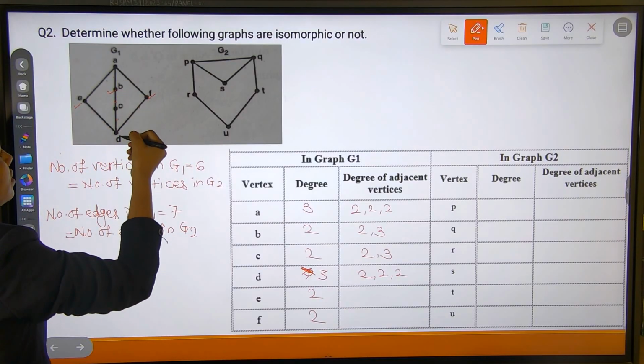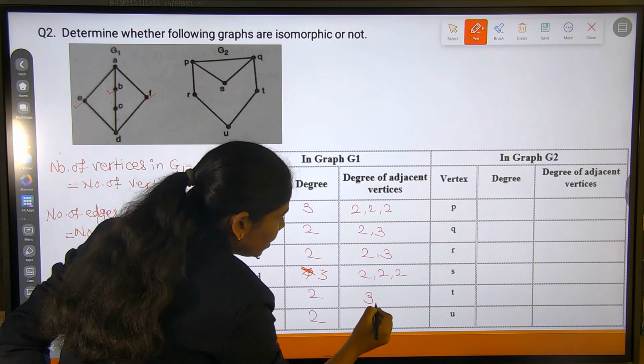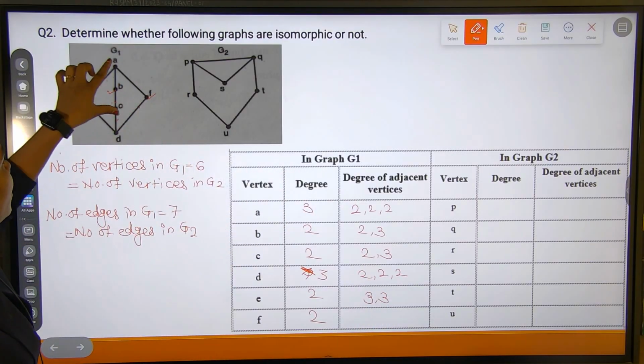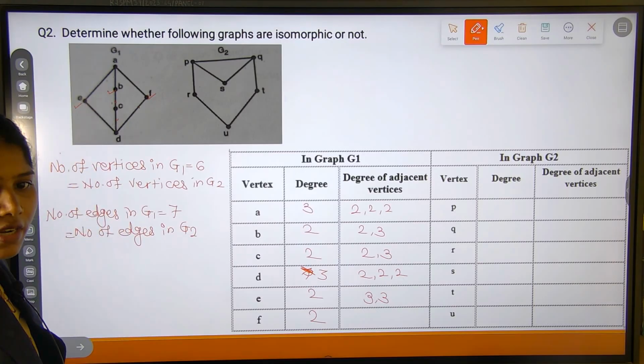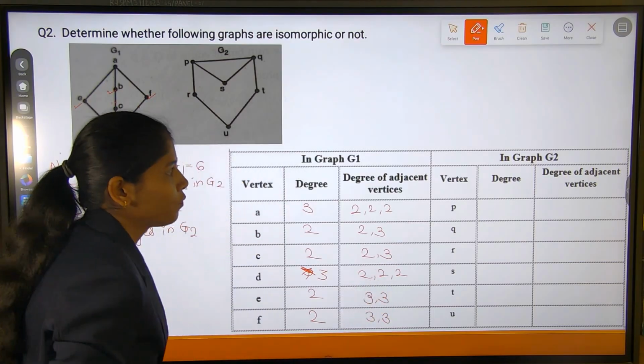Next, check for E. E having 2 adjacent vertex and both having degree 3. So, write down here 3 comma 3. Next for F, again F having 2 adjacent vertex and having degree 3. So, write down here 3 comma 3.